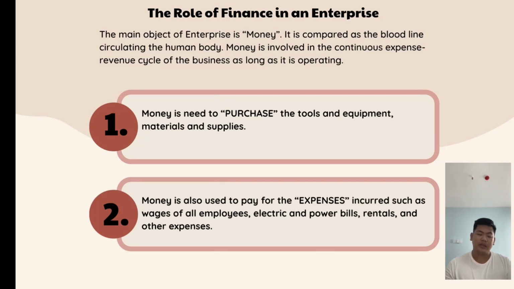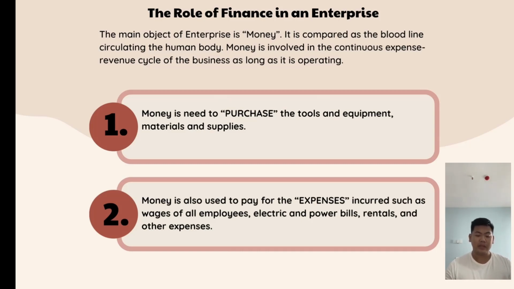So the first one is money. Money is needed to purchase the tools and equipment, materials, and supplies. So we cannot start a business if we don't have money, if we don't have capital. So basically, we must have money for us to start a business, to purchase the equipment, the tools, and the things needed for our business.